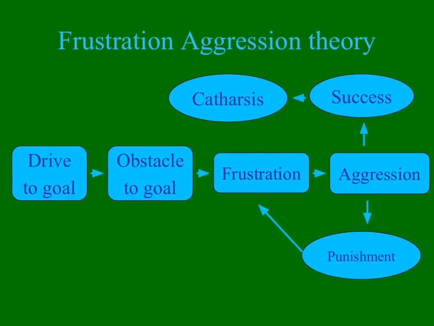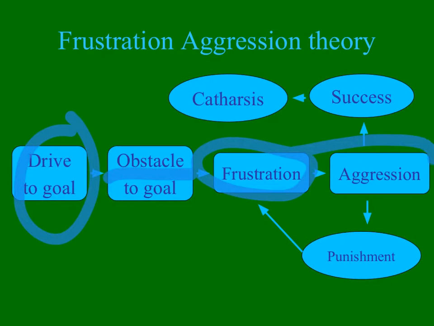Okay, so frustration aggression suggests that we have a drive towards achieving a goal, and that something gets in the way of that drive. So we have an obstacle getting in the way of this. This leads to frustration, and frustration leads to aggression. So this is our first main couple of points: drive to a goal, obstacle towards the goal, leading to frustration, which leads to aggression.